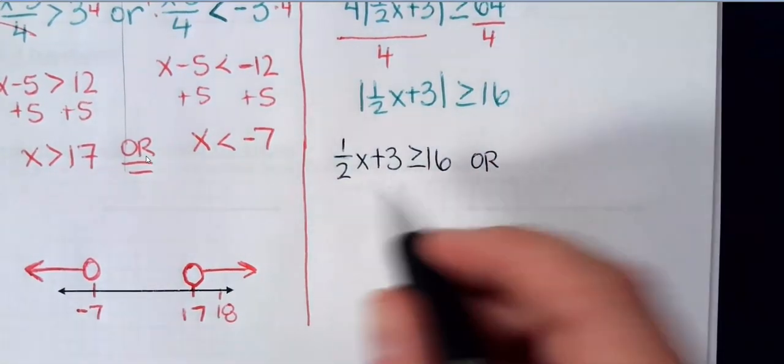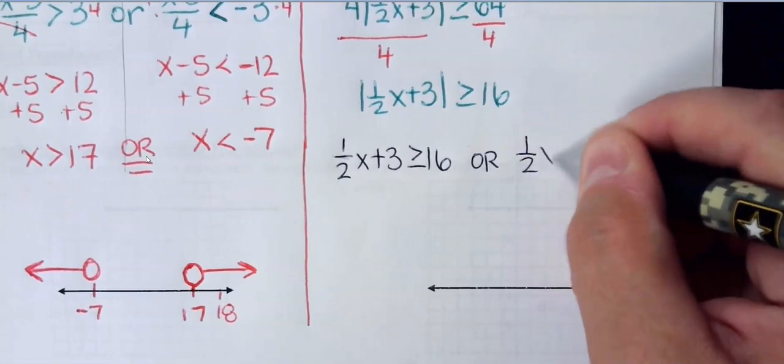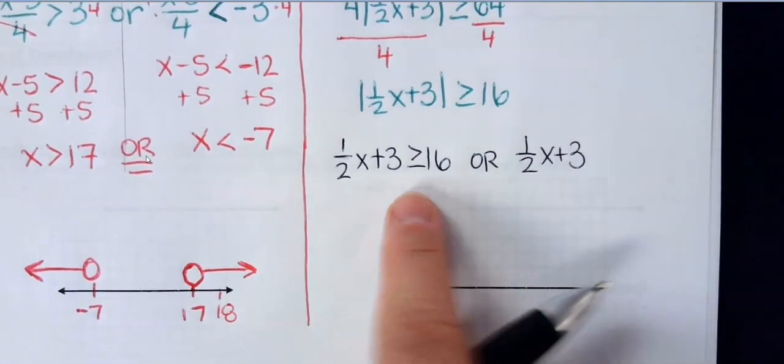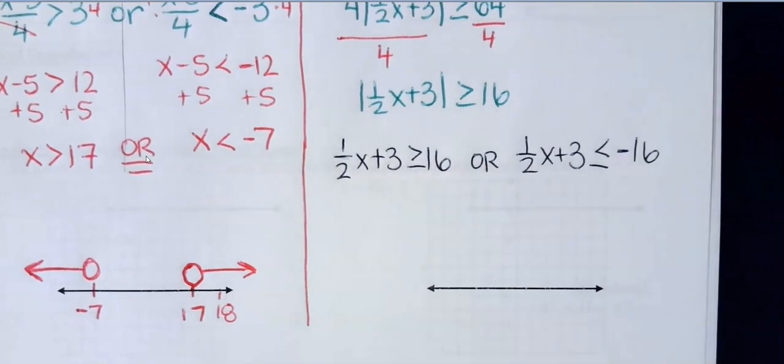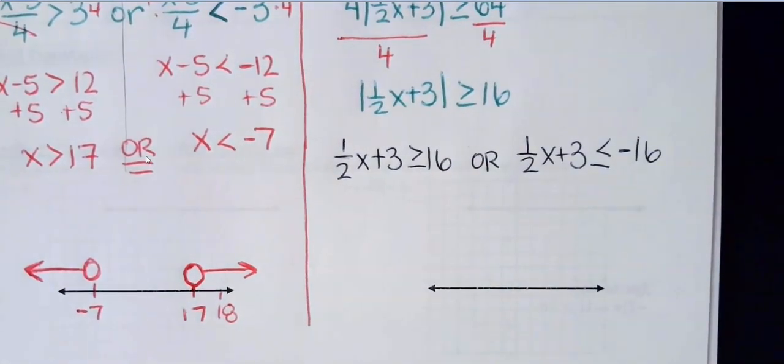I'm going to copy it down, that 1/2 x plus 3. What you're going to do, you're going to flip the sign and flip the number. So it should be 1/2 x plus 3 is less than or equal to, the opposite of that number is just going to be negative 16. Okay, now again, both of these, when we solve them, they're going to be similar algebra steps, but they should give us different numbers as we go through here.